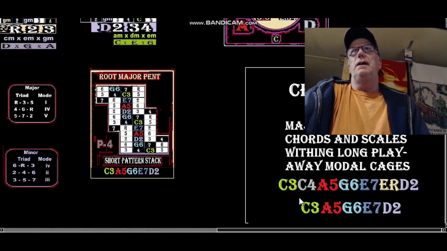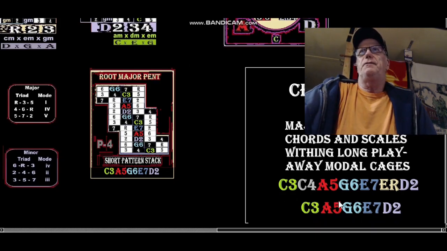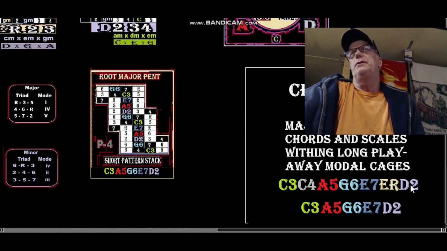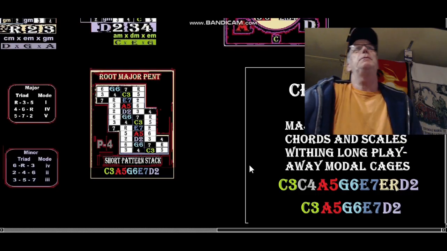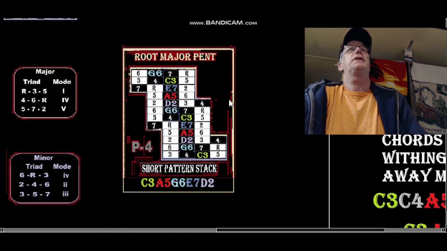So we would have 3, 5, 6, 7, 2. Here we have all of them, so it doesn't matter. We cover all of them. Okay, so these are the 7 modals. Now I've noticed I've fixed this up here.